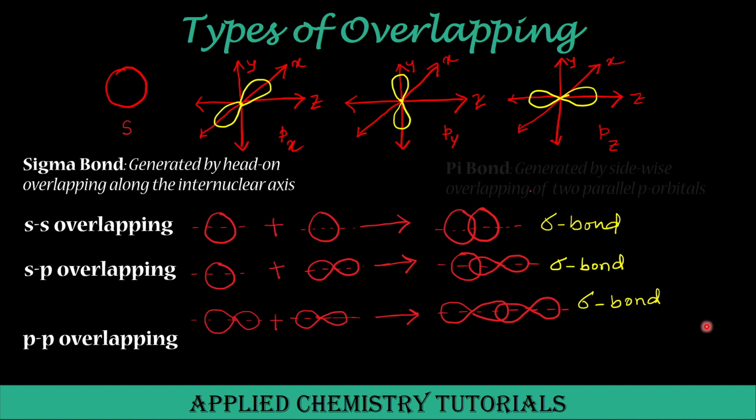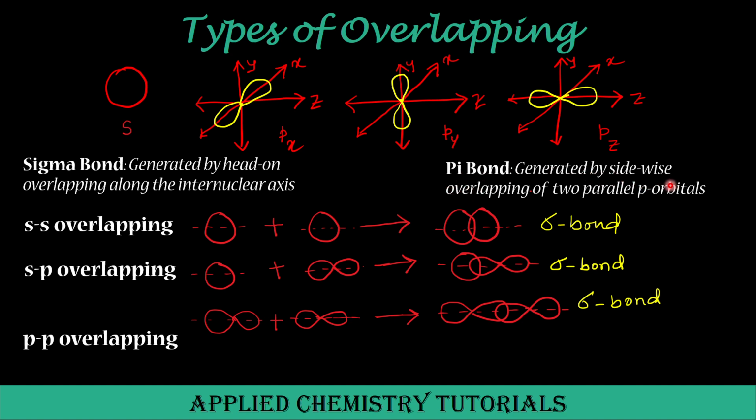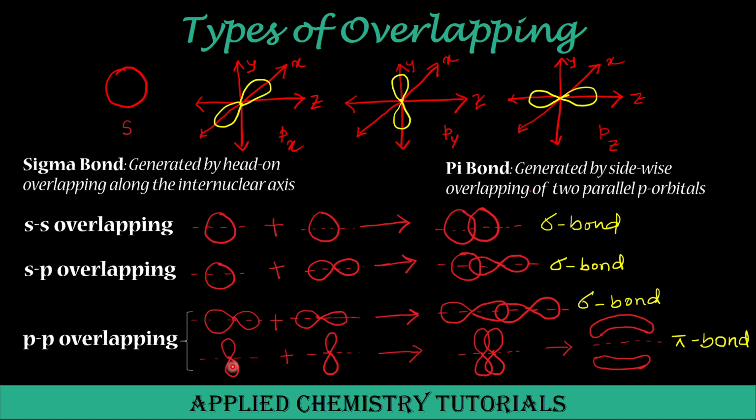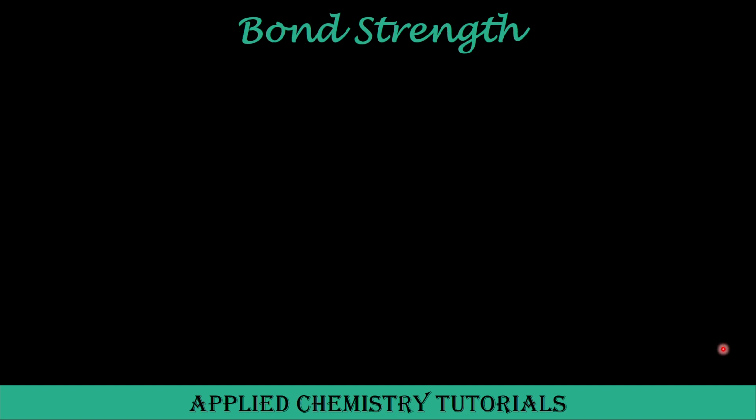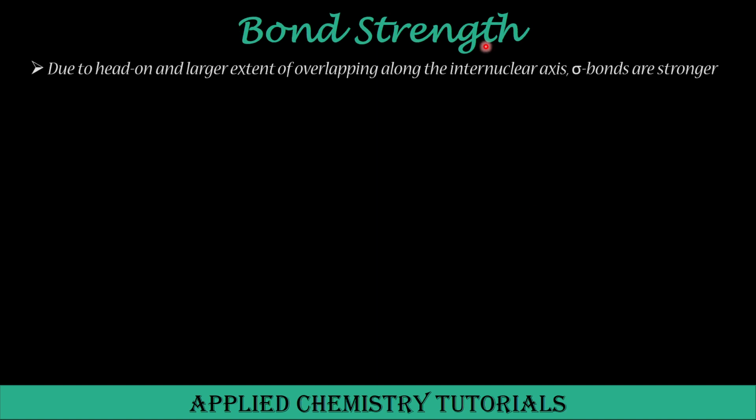Now the second type of bond is the pi bond, which is generated by sidewise overlapping of two parallel p orbitals. As you can see here, two py orbitals are sidewise overlapping to create the pi bond. Now let's compare the bond strength. Due to head-on and large extent of overlapping along the internuclear axis, sigma bonds are comparatively stronger.